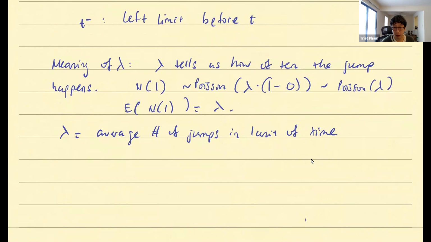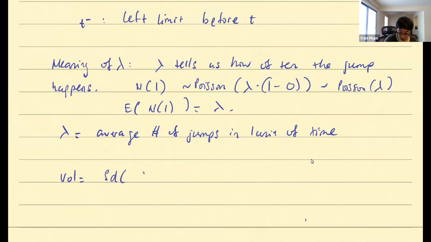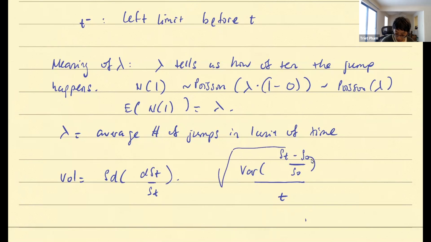Volatility is the standard deviation of return divided by time. Yeah. So volatility, if you will, is the standard deviation of dS_t over S_t. Of course, in practice what people do is take the variance of some kind of return divided by t, and take the square root, of course. But you can see that these are roughly equal.